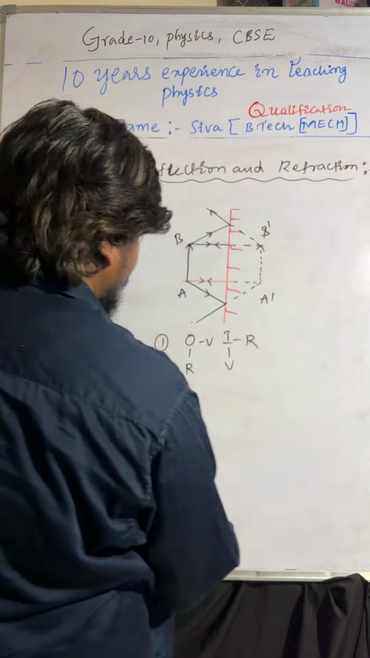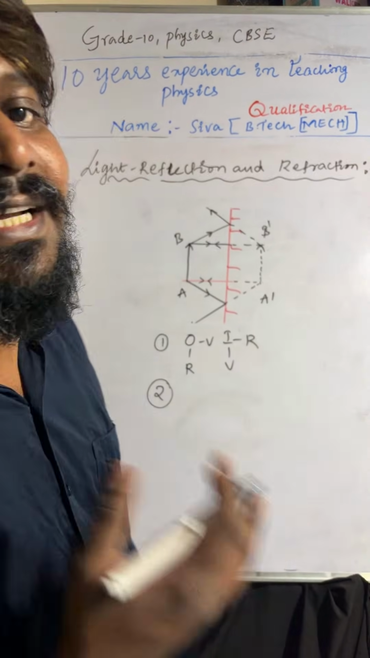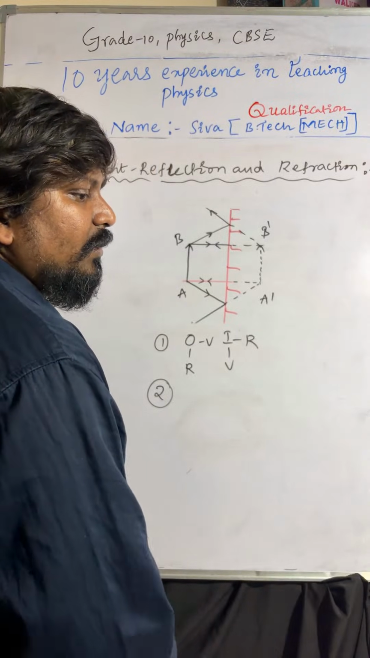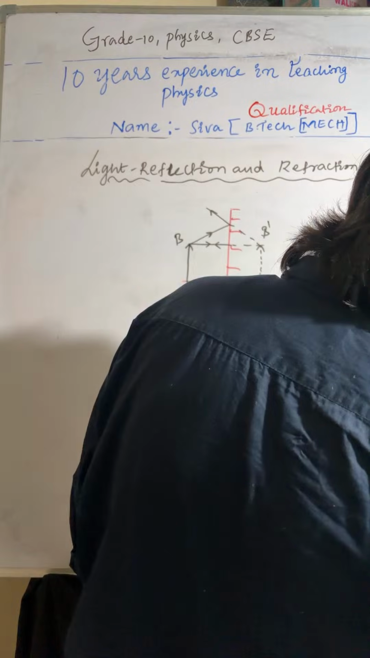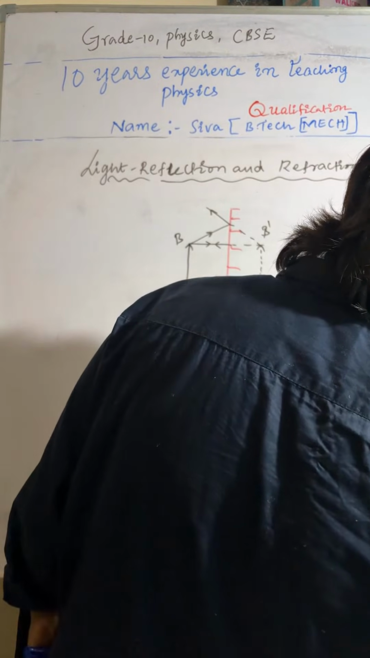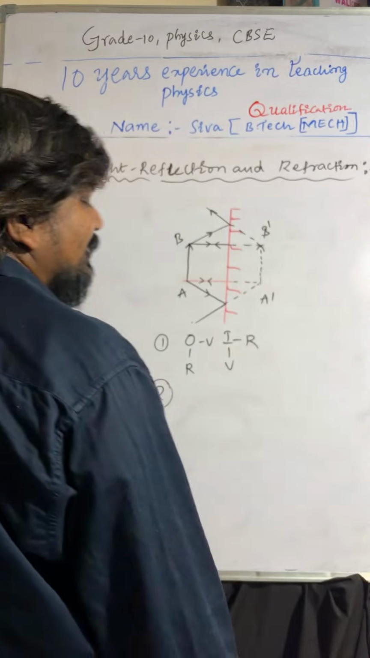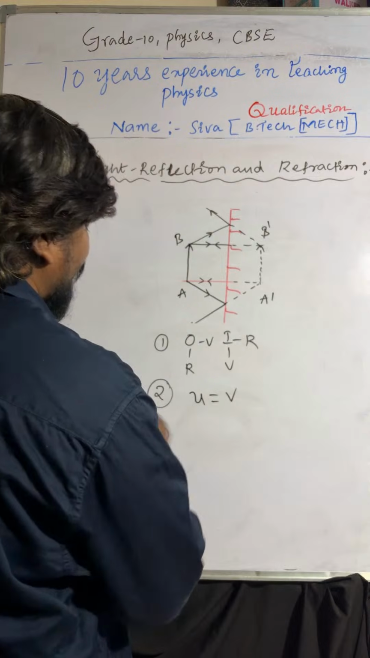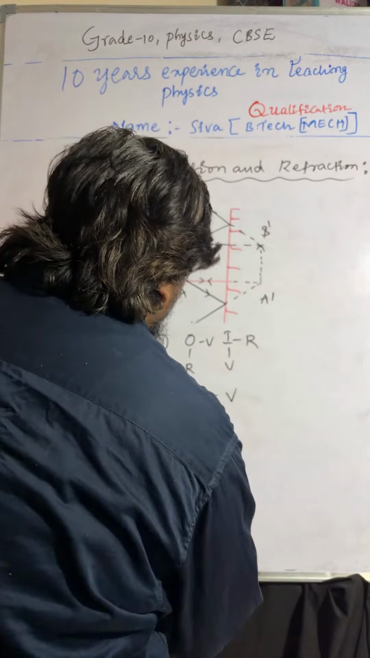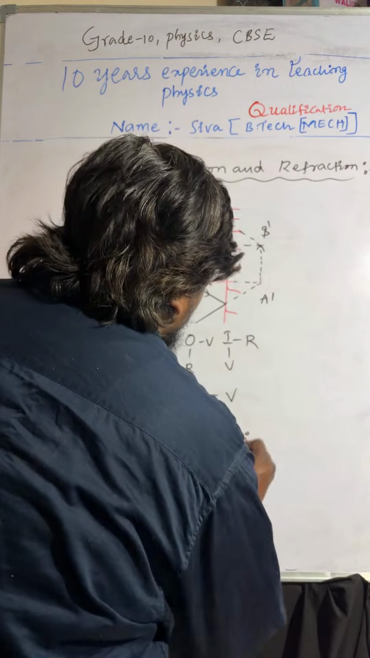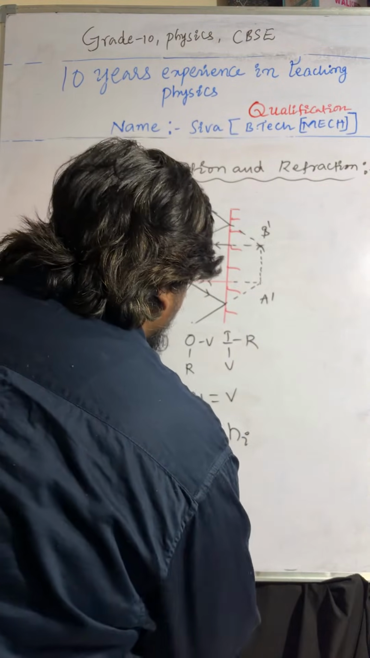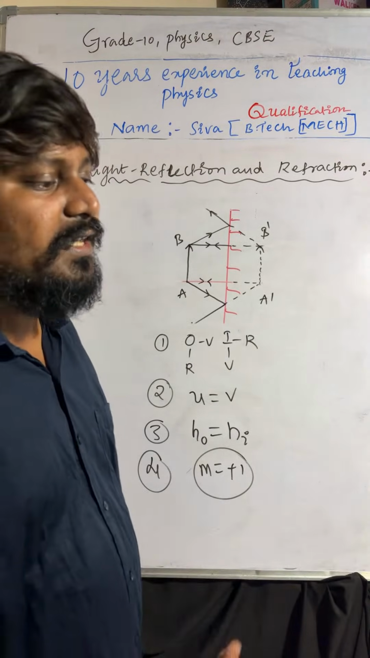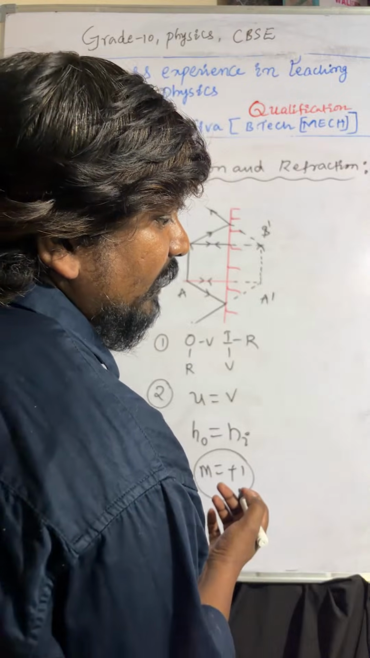Object is virtual, image is real. Coming to point number two, object distance is equal to image distance. And coming to the third one, height of the object is equal to height of the image. And also the magnification of the plane mirror is +1.